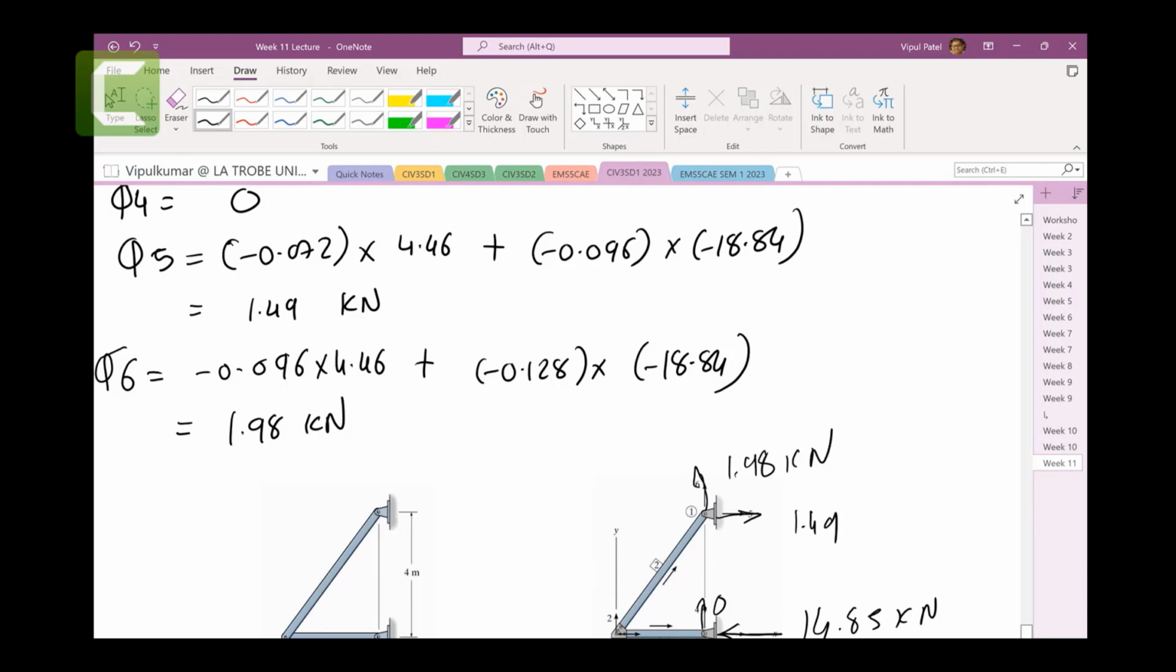I think there is something wrong here. I think this should be matched, 14 point something. Let me just check my calculations, but the procedures are the same. This is 1.98, 2 going up, 2 going down. That's all good. This should be 14.9, and this 14.9 going this way. So I hope it is making sense.